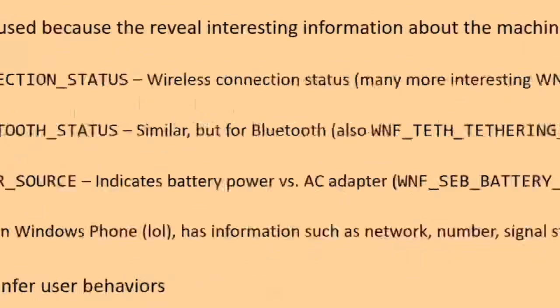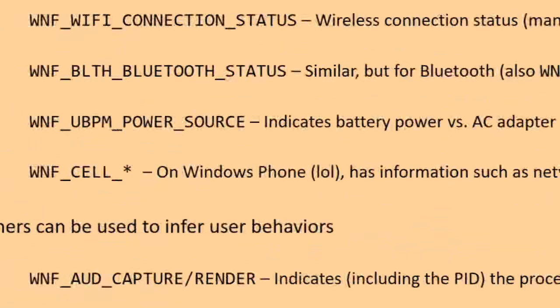There are cell phone WNF IDs on this thing called a Windows Phone, which you can buy in some archaeological stores, which had information like the network you're connected to, the LTE band that you're connected to. You know, if one day there's Windows Phones again, those would be useful.